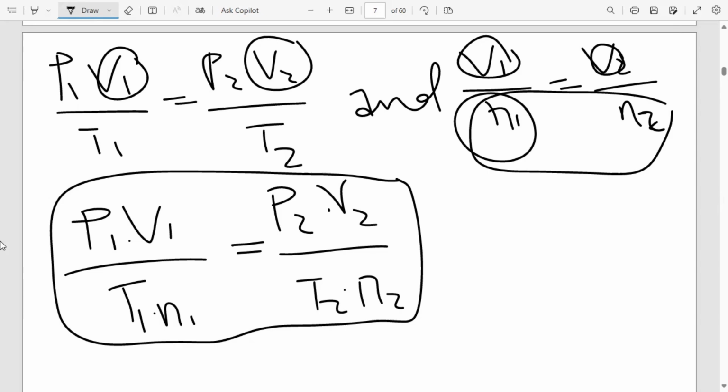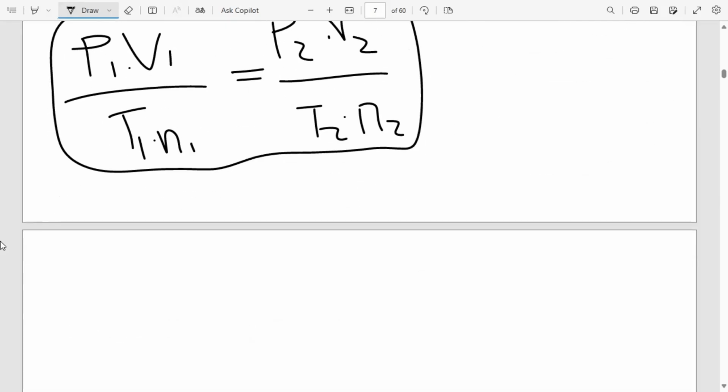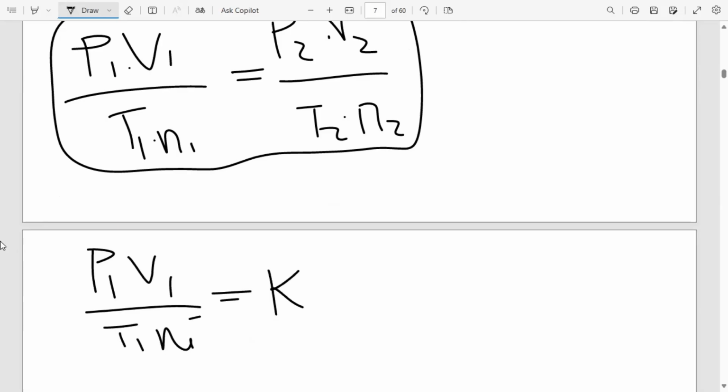And since you can see they are directly proportional to each other, which means the change in pressure and volume is directly proportional to the change in temperature and number of moles, you can also come up with this equation as P1 V1 over T1 N1 being equal to a constant K. Now, what is this constant K that we are seeing here? What do we call this constant, if you have any idea?